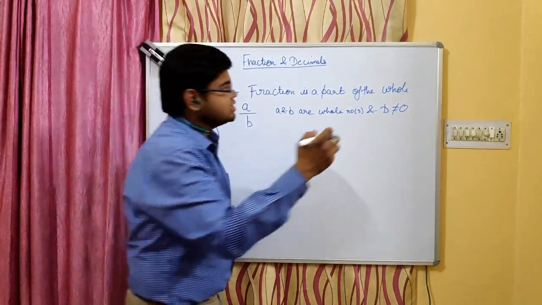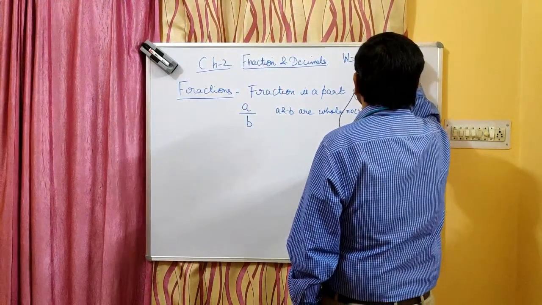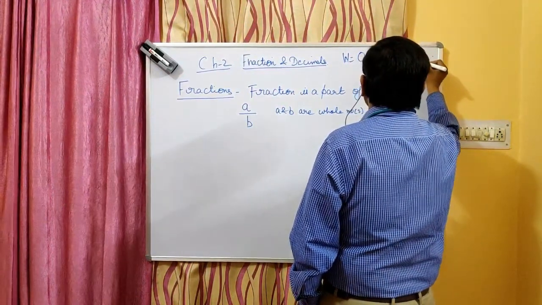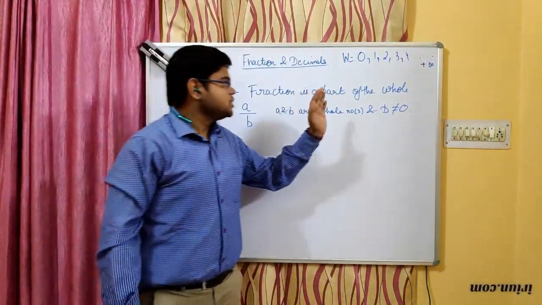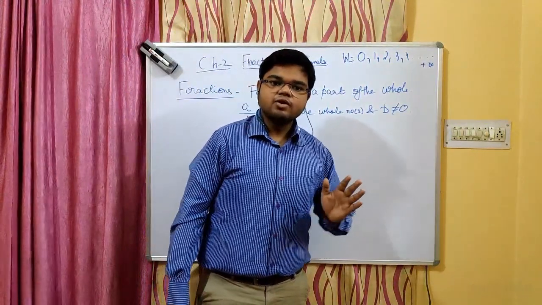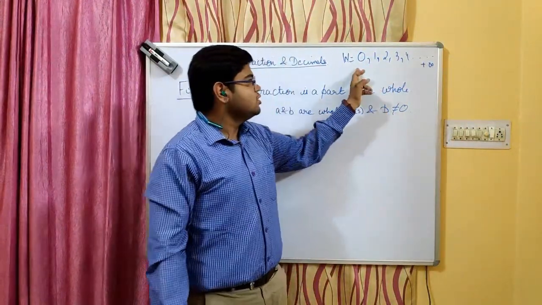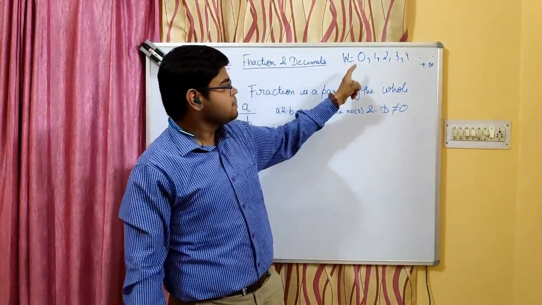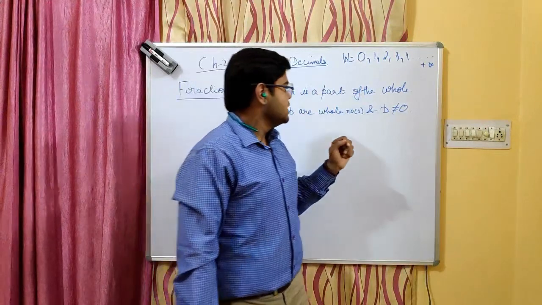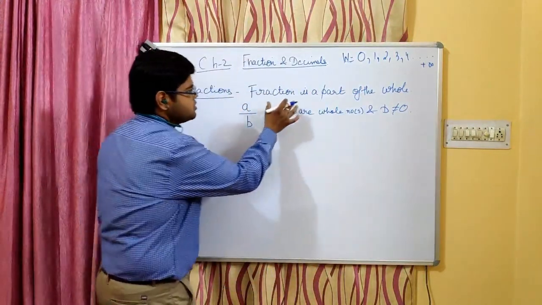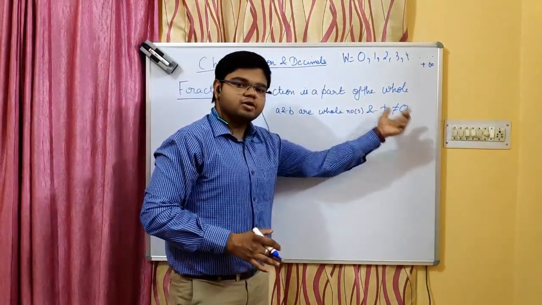So children, a and b are whole numbers. So what were whole numbers? Whole numbers start with 0, 1, 2, 3, 4 and so on till positive infinity. Whole numbers do not have negative numbers. In whole numbers we don't have -1, -2, -3. In whole numbers we have 0, 1, 2, 3, 4. 0 is a whole number. 0 is not a natural number, it is a whole number, children. And in the definition of fraction, a and b are whole numbers and b is not equal to 0.